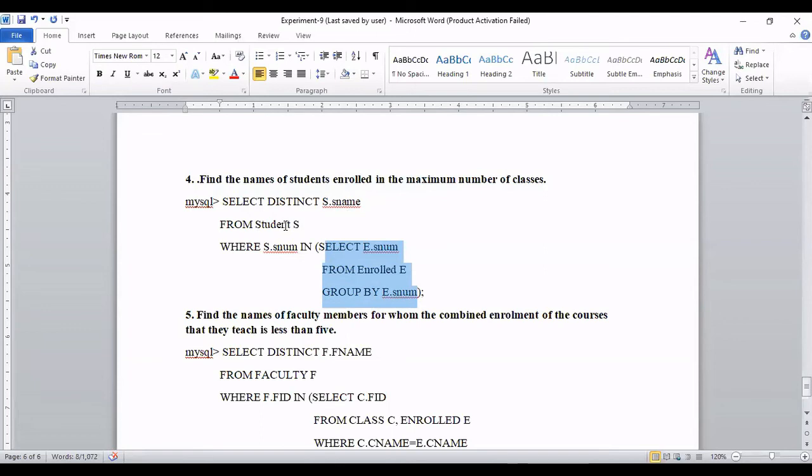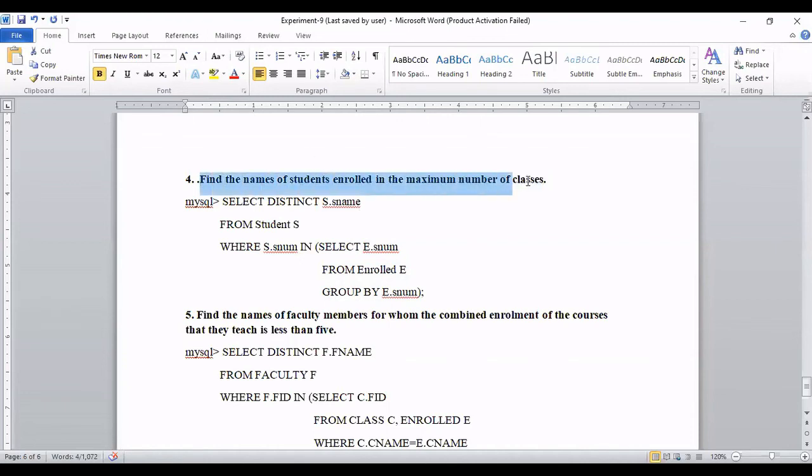Again, for those who are prepared, this is wrong, so I'm modifying this once here. This will be changed a little bit. Please don't follow this query. Find the names of the students enrolled in the maximum number of classes. What will we do? First, you need to find how many students are enrolled in each class. The number of students enrolled in a class I can get from enrolled. Then I can sort it in descending order. Then I can take the first one, so that I'll find the first student, who is enrolled in the maximum number of classes.